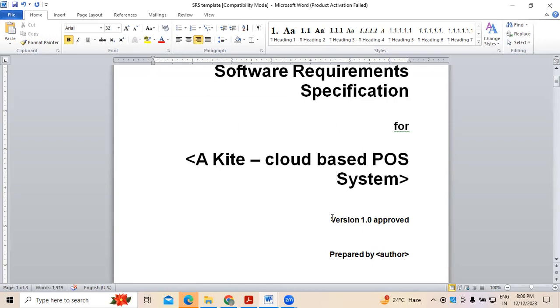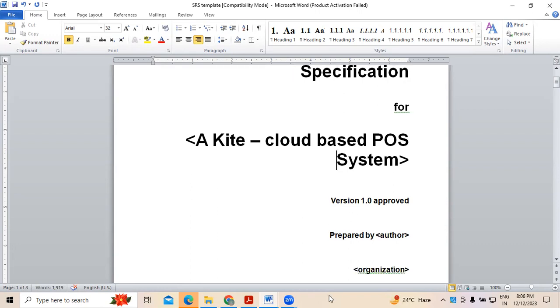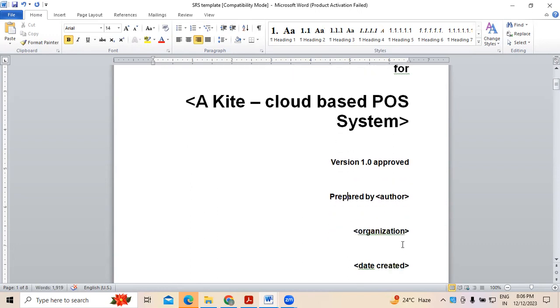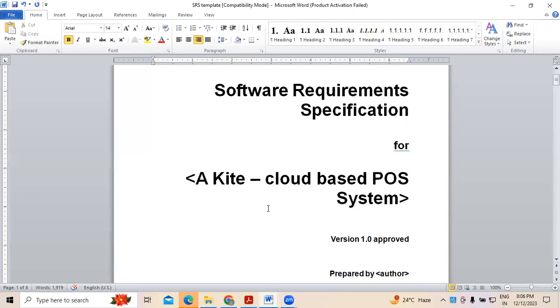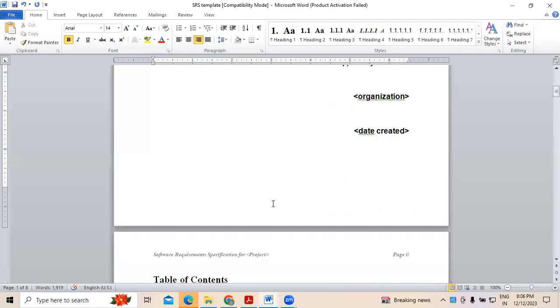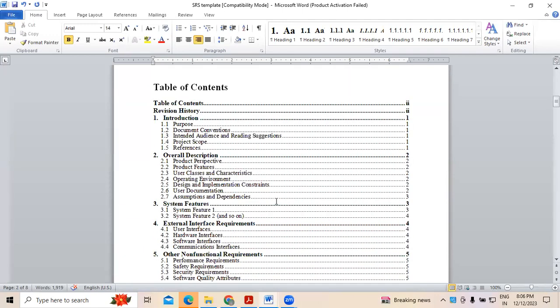version 1.0, because whenever we prepare the document, we have to mention the version also. Which version are we working on? Now it is 1.0. Maybe in future it may go to 2, and so on. Next, we need to mention the other details: organization, date created, etc. So this is all information we have to mention under the software requirement specifications.